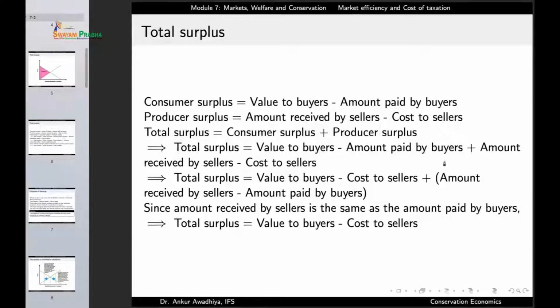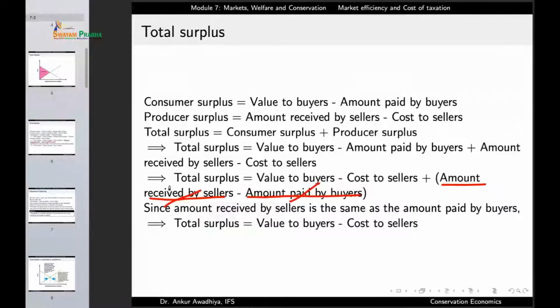Now, as we have seen before, the amount received by the sellers is the price, the amount paid by the buyers is also the price. So, we are subtracting price from price. So, the amount received by the sellers is the same as the amount paid by the buyers. So, we can cancel out both of these. We can cancel this and we can cancel this.